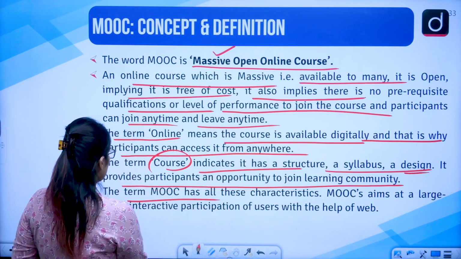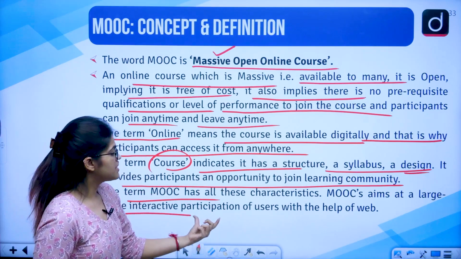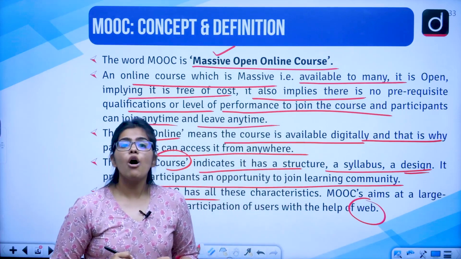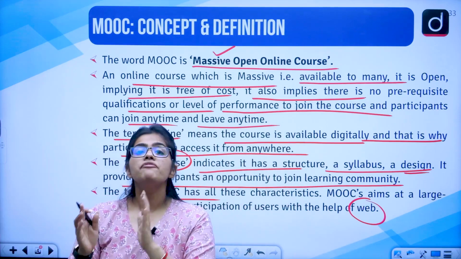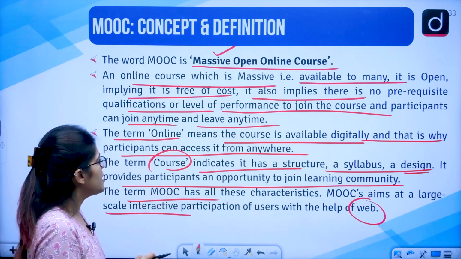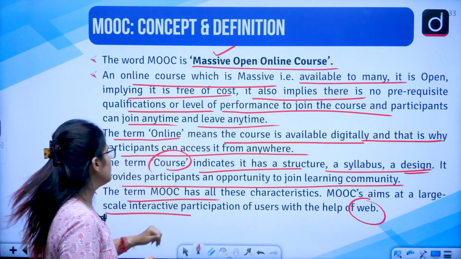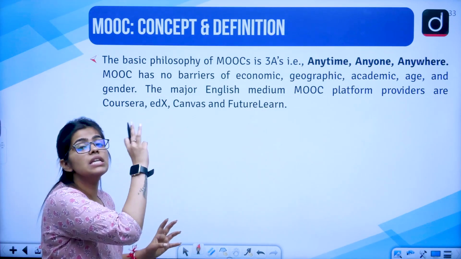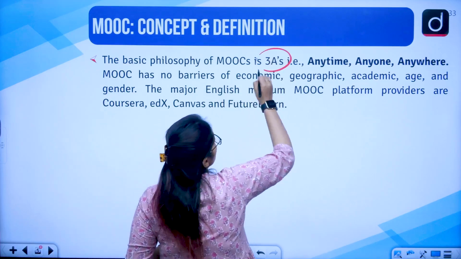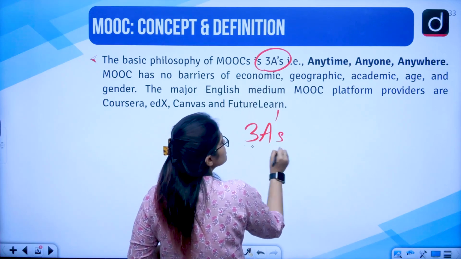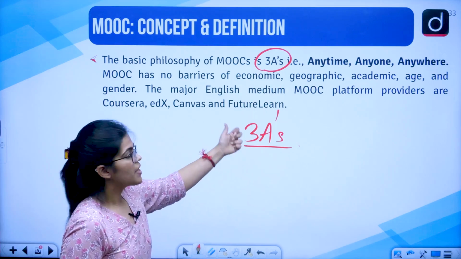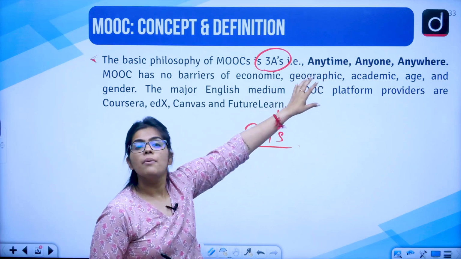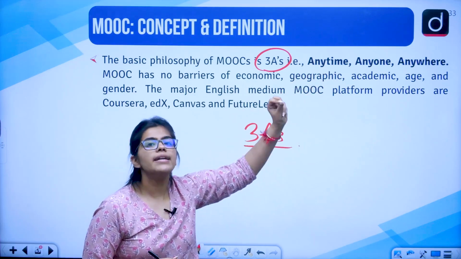MOOCs aim at large-scale interactive participation of the users with the help of the web, the www, the internet. You can now study. It's a massive open online course. The basic philosophy of MOOC is these 3 A's. What are these 3 A's? These 3 A's are anytime, anyone, and anywhere. This means anytime you can participate, take that course, and complete that course.